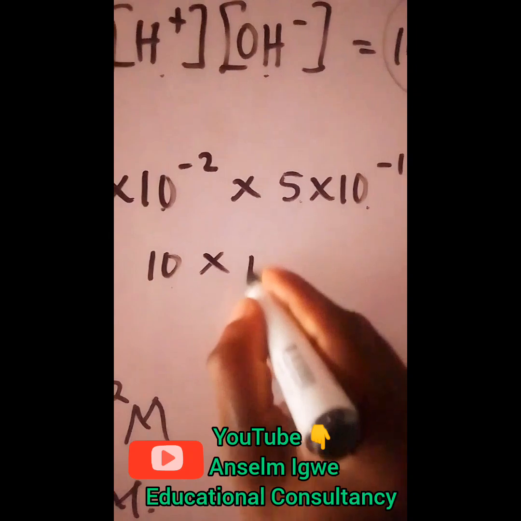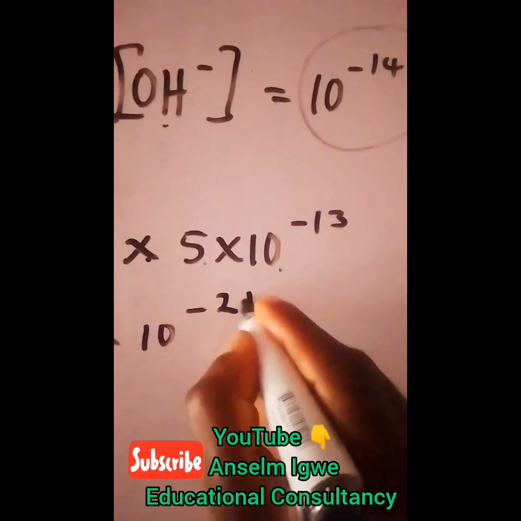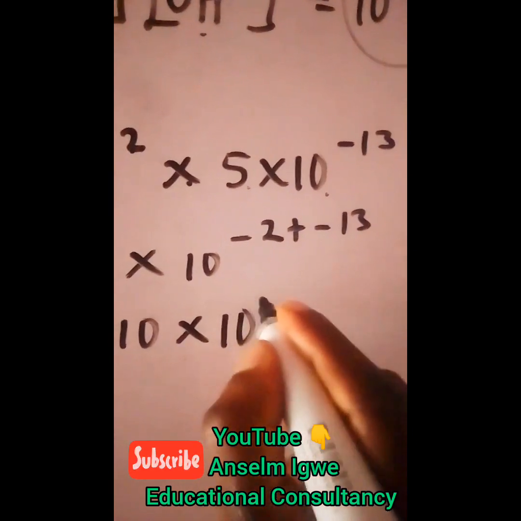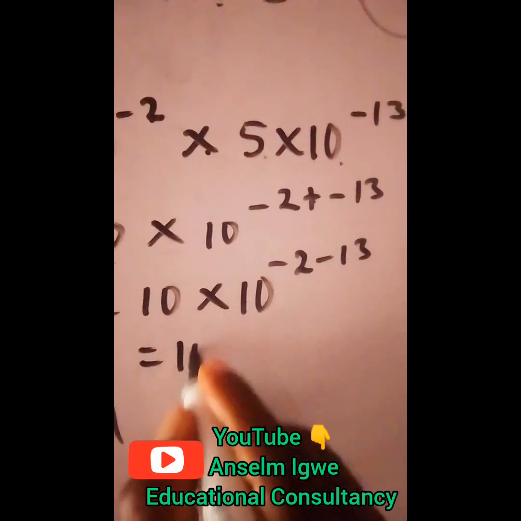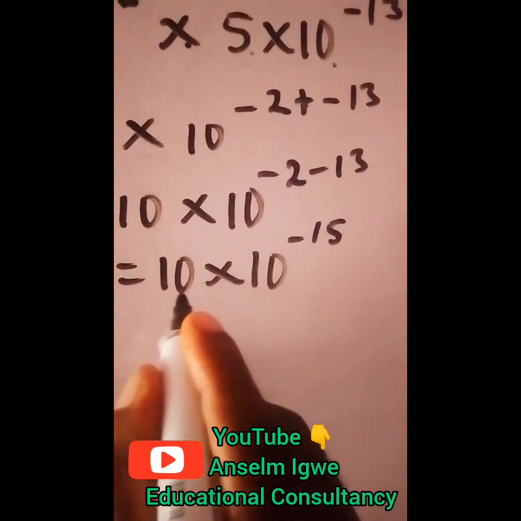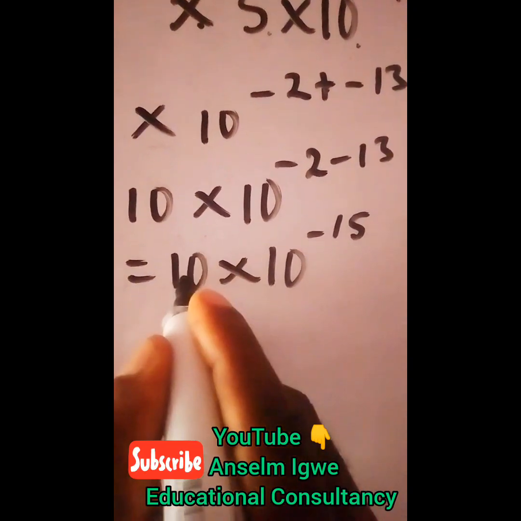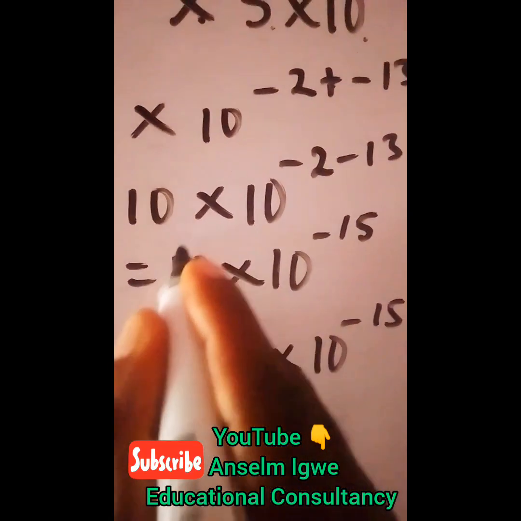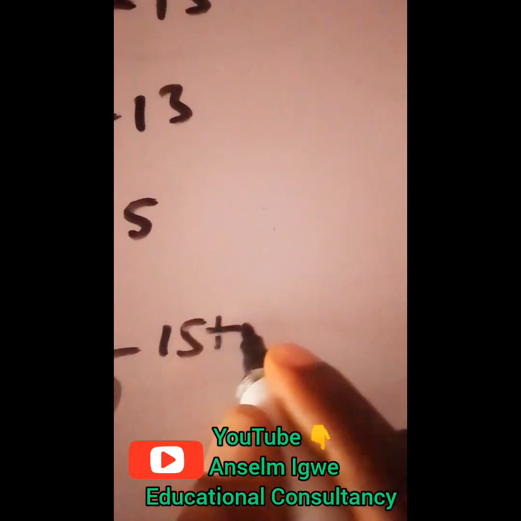Times, you take 10, raised to power minus 2 plus minus 13. Minus 2 plus minus 13. So we have 10 times 10 raised to power minus 2 plus minus is minus 13. So 10 times 10 raised to power minus 15. To send this to standard form, this is 2 digits number. It has to be 1. So we shift this point here and we have 1.0 times 10 raised to power minus 15. Because you shifted point back to decrease this 10 to 1, we are going to increase the power by 1 by adding 1 to the power.